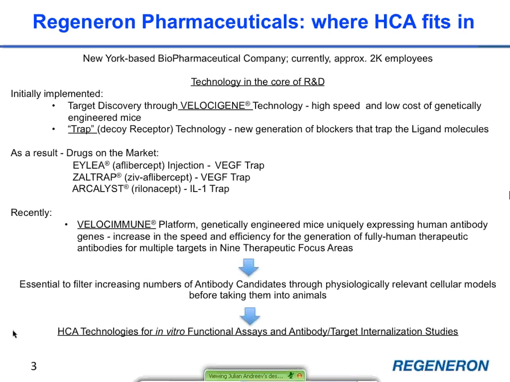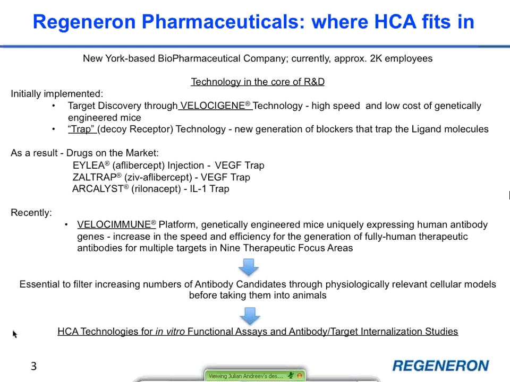Let me introduce Regeneron. Regeneron is a growing New York-based biotech company with approximately 2,000 employees. Technology has always been at the core of R&D at Regeneron. Initially, VelociGene allowed generating low-cost genetically engineered mice. Then, successful application of TRAP technology resulted in our first drugs on the market, and that is our Arcalyst, Eylea, and Zaltrap. Recently, the VelocImmune platform brought about an increase in the speed and efficiency for the generation of fully human therapeutic antibodies for multiple targets.